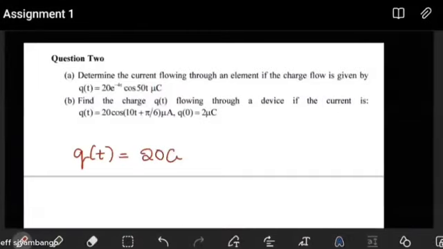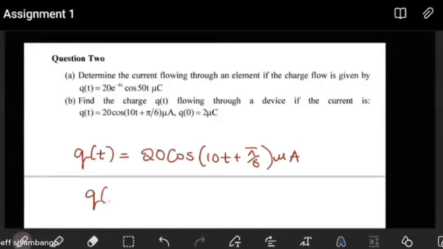Okay, so look at the next one. Cos 10t. This is pi over 6. And again, we have the microampere. But here we're given one additional thing. Q0 is equal to 2 microcoulombs. So we'll see where that will come in play.